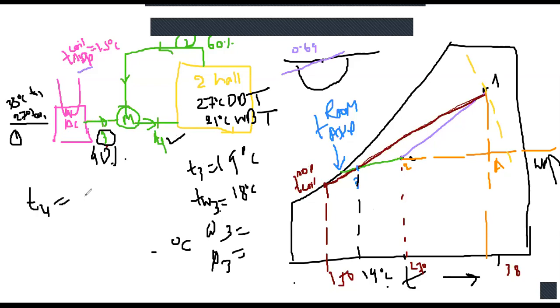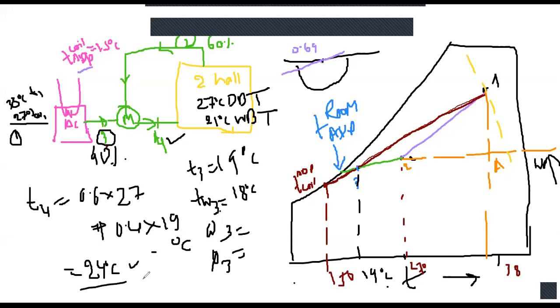T4 is how much? 0.6 of used air means 27 degrees, plus 0.4 of 19 degrees. What do you get? Almost 24 degrees or 23 point something. Okay, the first point is over.